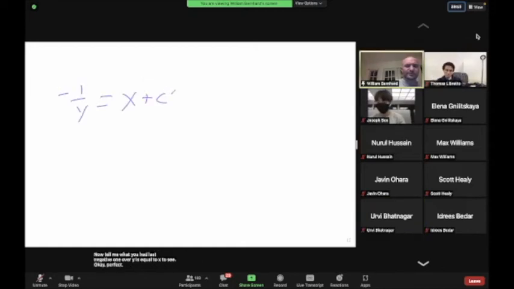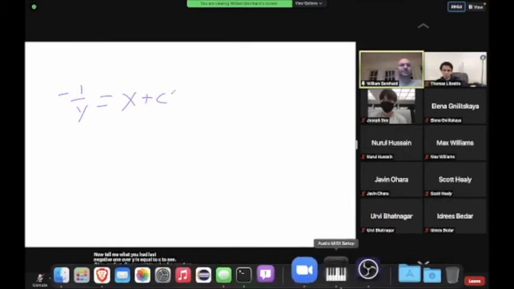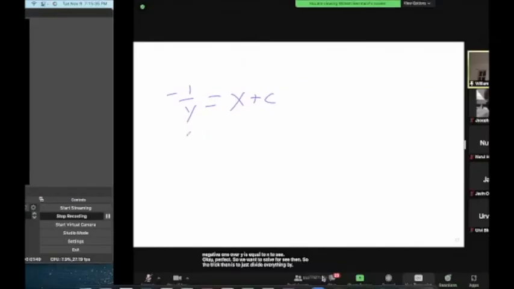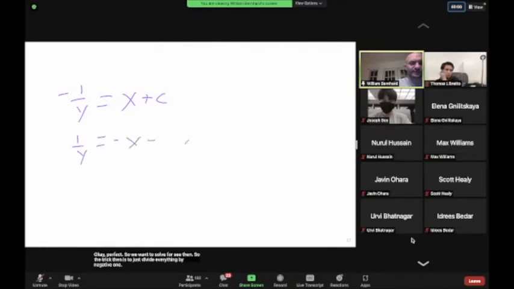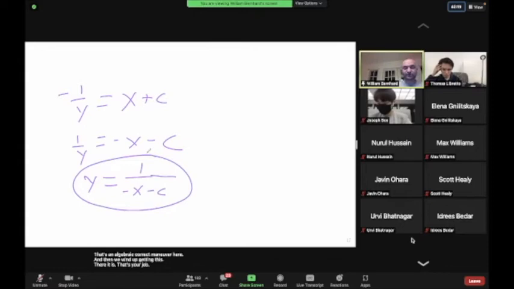Okay, perfect. So we want to solve for y then. So the trick then is to just divide everything by negative 1. This is easy algebra. And then an old trick to solve for y is just do the reciprocal of both sides. That's an algebraically correct maneuver here. And then we wind up getting this. And there it is. That's your general solution. It's a rational function, 1 over negative x minus c. So that's your solution here. No logs in this problem whatsoever.